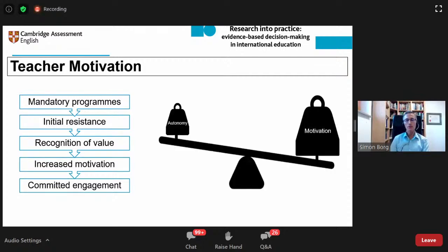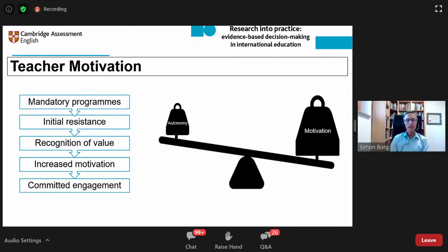So if we're thinking about the relative weight, as you can see in this diagram here, the relative weight of motivation and autonomy in improving the effectiveness of professional development outcomes, I would tend to side with motivation based on what I've seen around the world. In other words, it's more important to motivate teachers to participate in professional development than it is to give them autonomy. Of course, ideally, we can address both, but very often that's not feasible.